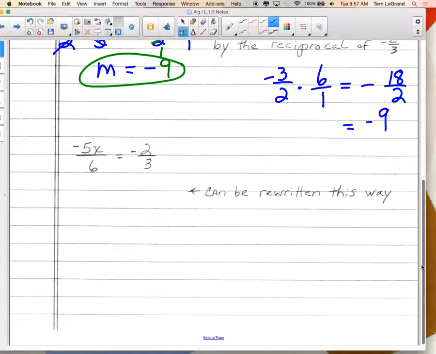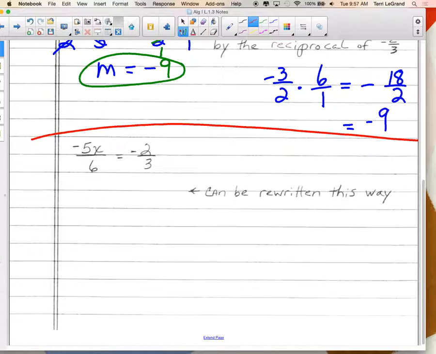Okay, then our last one that we're going to do, let's just put a line here, showing that we're starting a new problem. Okay, we have negative 5x over 6, and that is equal to negative 2/3. Okay, all kinds of fractions going on in this one. Well, here's what we're going to do first.